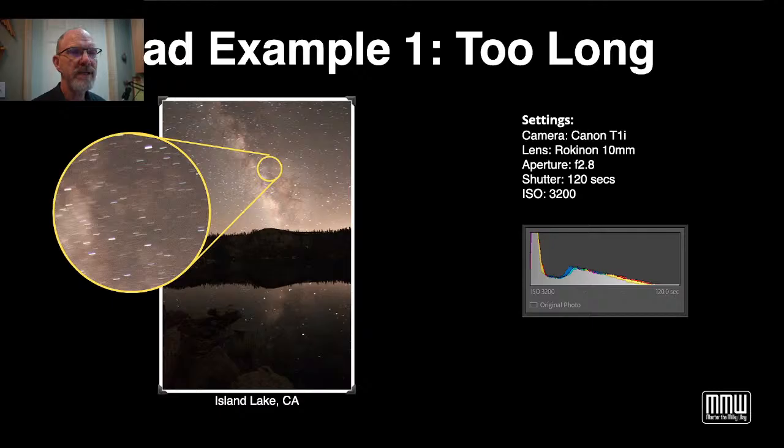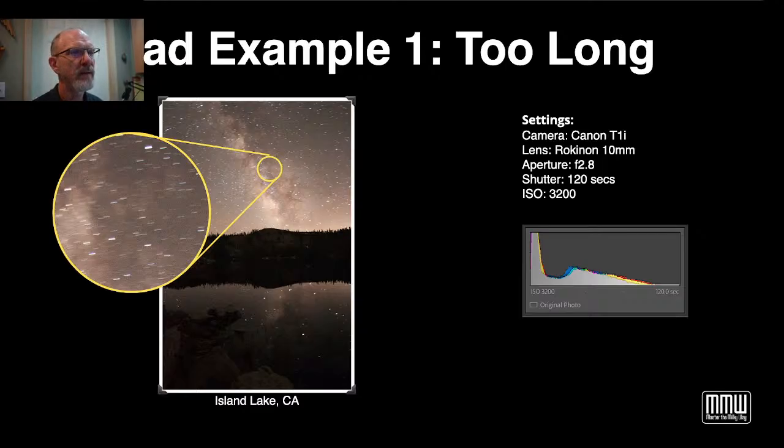Okay. Here's an example of a bad image. And this image is bad because it was taken for too long. So this was taken out at Island Lake, out in the Grouse Ridge area. I was backpacking out there a few years back. I wanted to get an image of the Milky Way over the lake from the island, but you can see that while the foreground looks great, the sky doesn't look great, and by zooming in you can see how it's got this star smear. This was taken for 120 seconds at 3200 on that Canon T1i, and you can see what the resulting histogram looked like for this image.